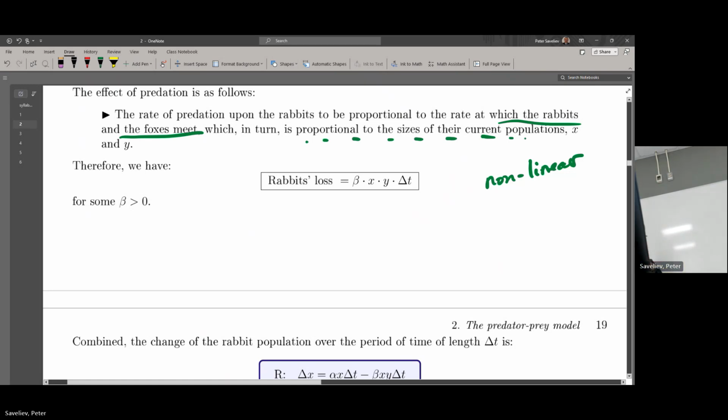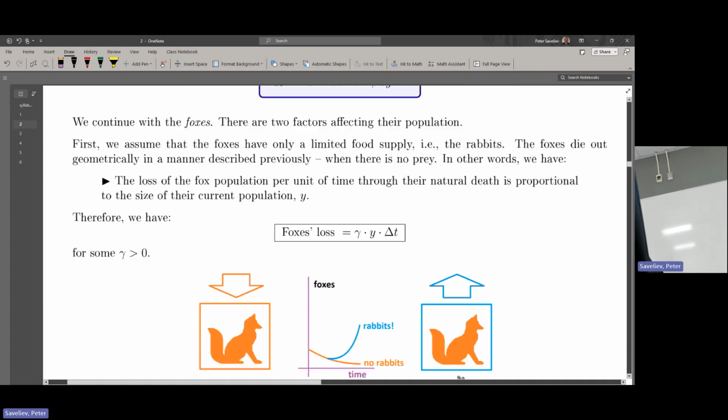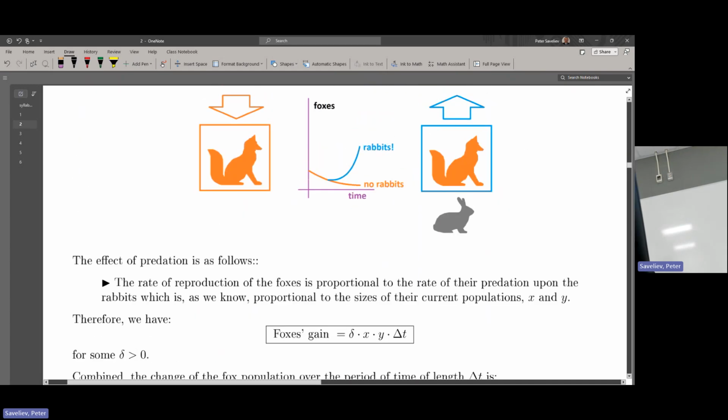fox's gain. Okay, so it's once again proportional to the same three values, x, y, and delta t: proportional to the time, how many foxes, and how many rabbits. Except the contribution to the growth of the population might not necessarily be exactly the same. So I have an extra coefficient here, which is delta. Okay, so fox's gain is delta times x times y times delta t.